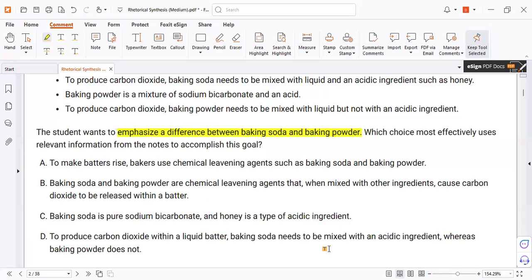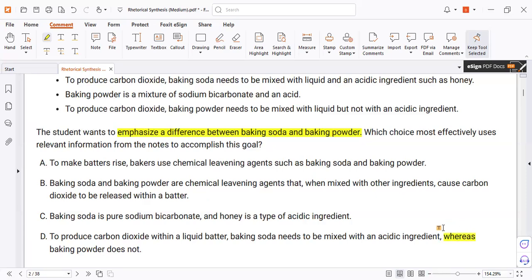My friend, the answer is D. B or D? No, B is no. Because here for letter B, he didn't mention both of them. He said baking soda and a chemical. So you are talking about similarity.